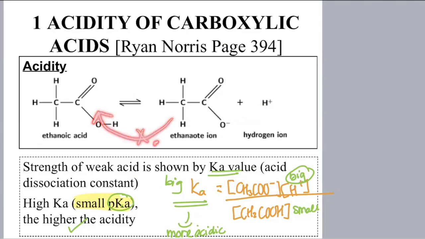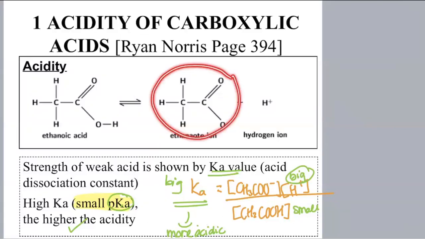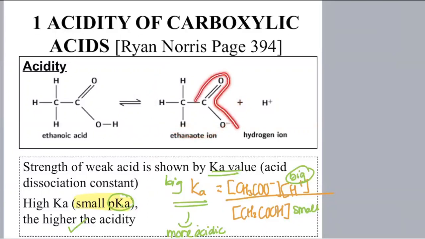So if the reverse reaction doesn't happen, then you're favoring the forward reaction, which means you're favoring more ionization. So that's the second explanation, which I think is a little bit more difficult or more complicated to explain. The first explanation is easy: the ethanoate ion or the carboxylate ion is stable because of the delocalization between the pi bond of the C double bond O and the oxygen.